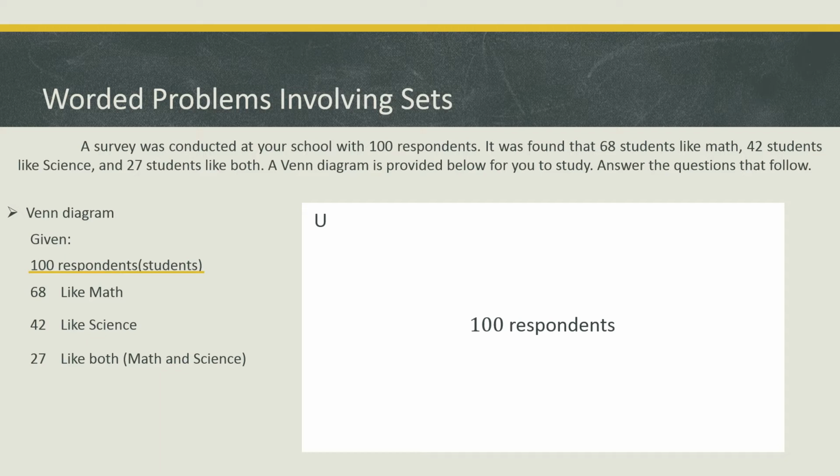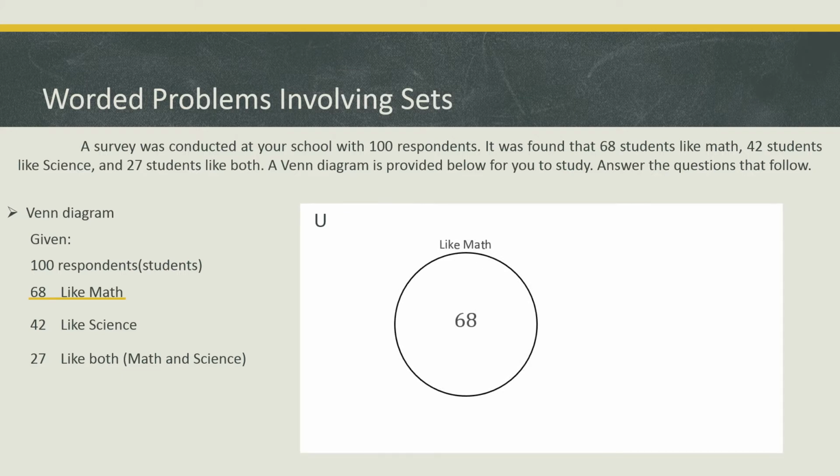Got it? Of the 100 respondents, we said that 68 like math. So how do we show that? That will be the subset of your universal set. Meaning, of your 100, there are 68 who like math. So 68 of that 100 goes inside our circle, a subset of the universal set.